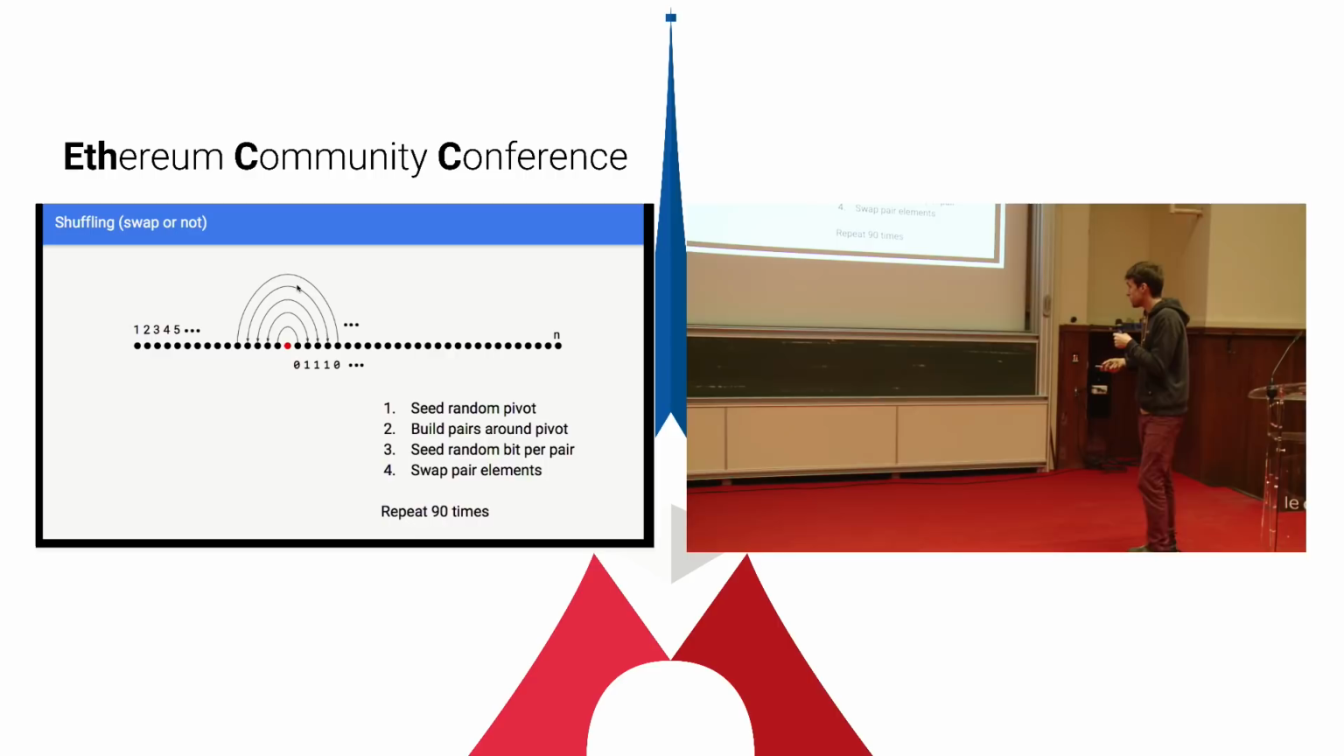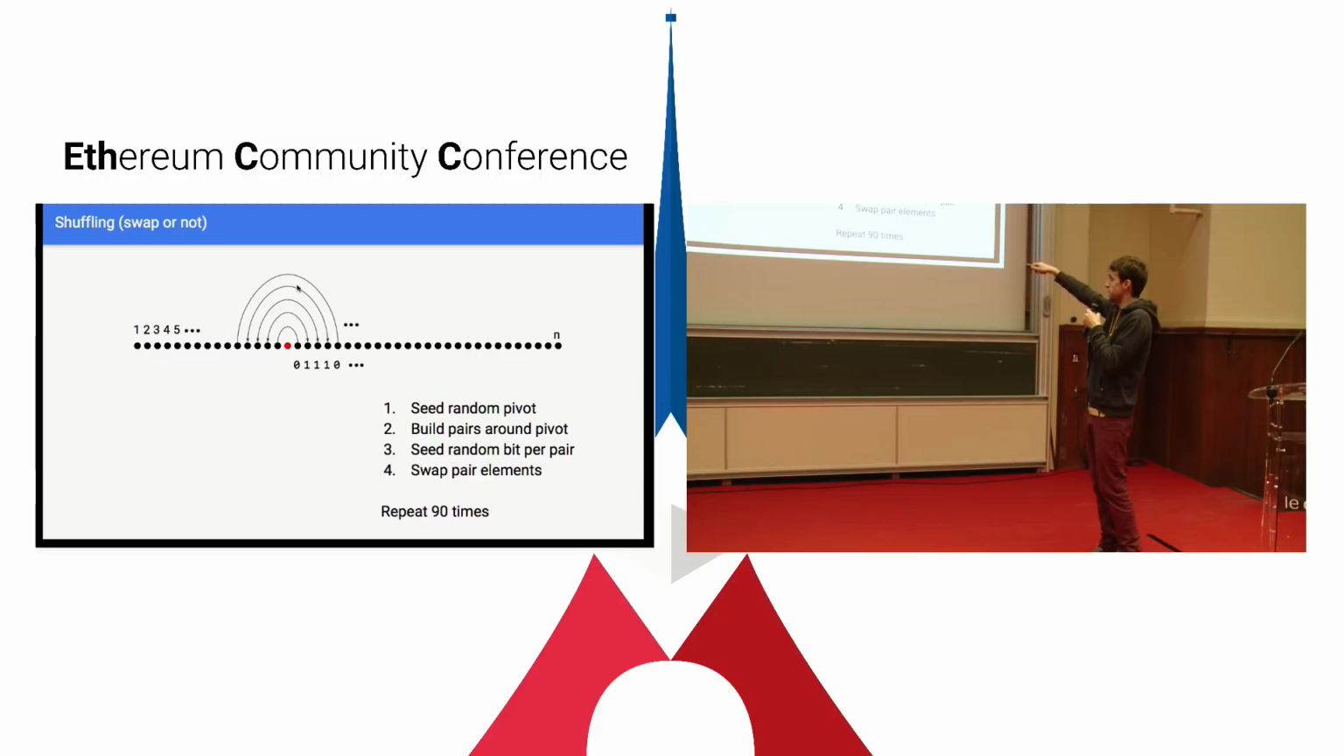It's a permutation in the first place, because if you want to compute the reverse, you just do the 90 rounds in reverse. So the reverse operation of a swap is itself. And if you didn't do any swap, then you know that's already its own inverse. And the reason why it's locally computable is because each bit here is locally computable.